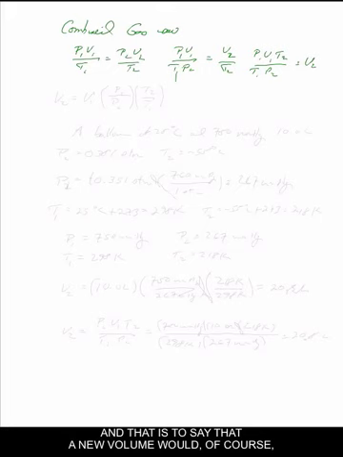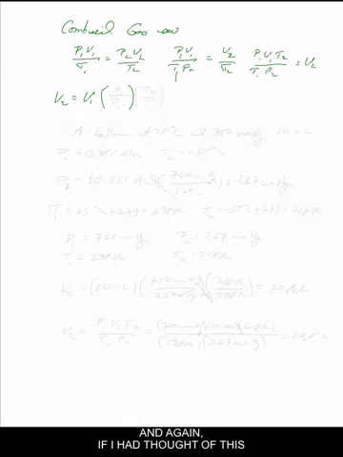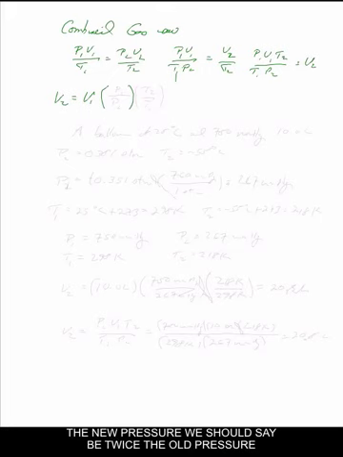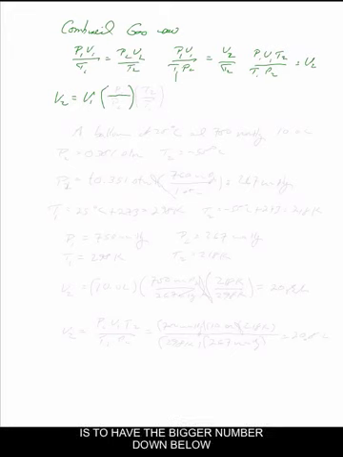And that is to say that a new volume would of course have something to do with the volume I started with. And it's a ratio of pressures, and which way would I write my pressures? If I just gave myself one chance, for example, what if I had a volume and I doubled the pressure? What's going to happen to the volume? You should intuitively know the new pressure, which would be twice the old pressure, makes the new volume smaller. In other words, V2 would be smaller than V1 if I make P2 bigger. So the only way that can work is to have the bigger number down below and the smaller number up top.